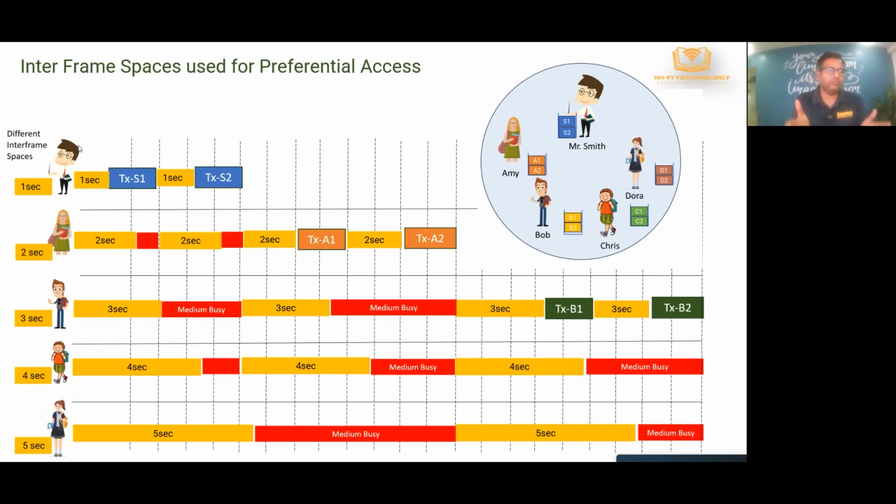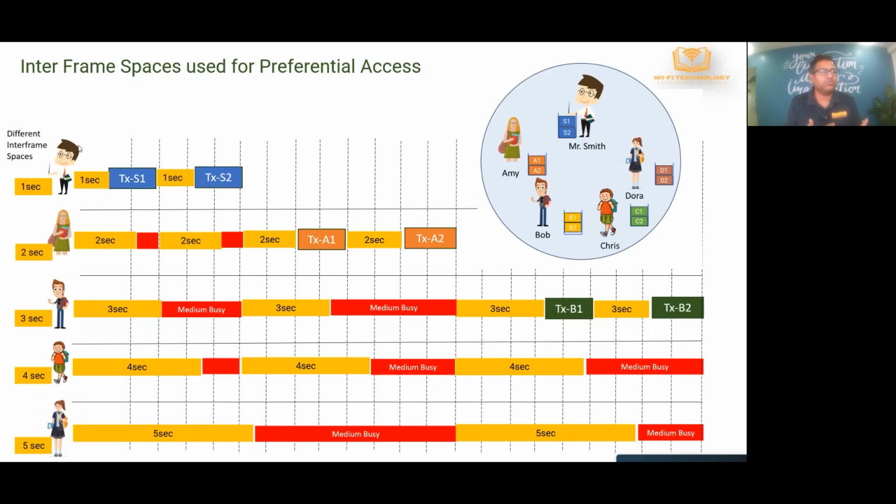So the rule we are setting here is all these 5 people have to be seeing the medium free for at least the interframe space time before they can transmit, which means that Mr. Smith has to see the medium free for at least 1 second. Amy has to see the medium free for at least 2 seconds. Bob has to see the medium free for at least 3 seconds, and so on, right? Otherwise, they cannot transmit. So only if the medium is free for 2 seconds continuously can Amy transmit. So that is the rule.